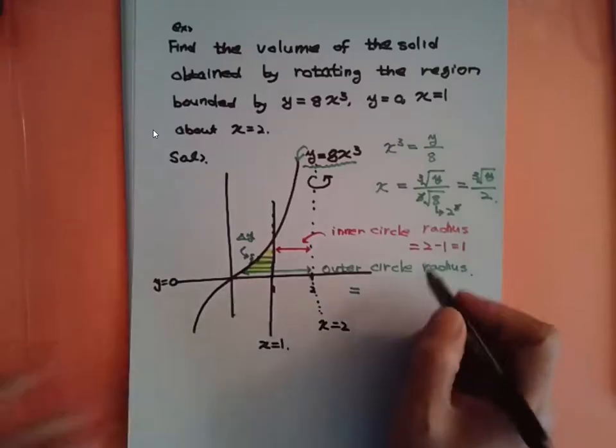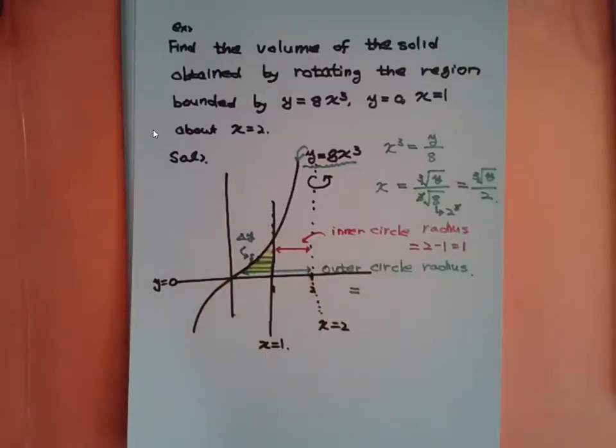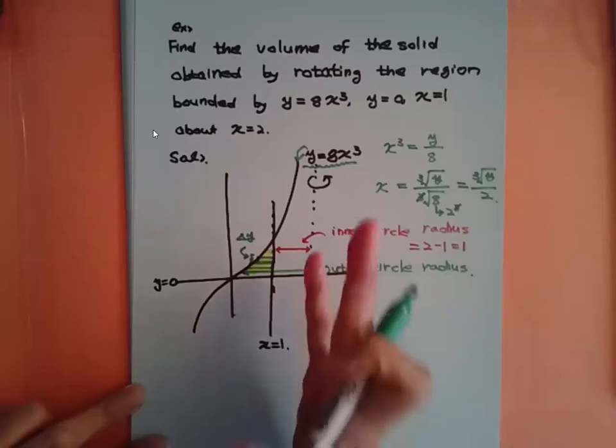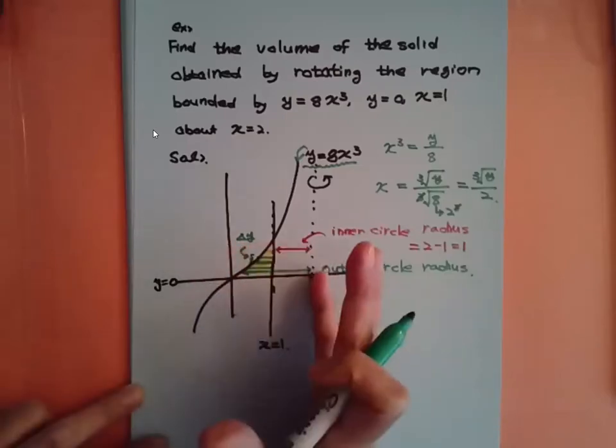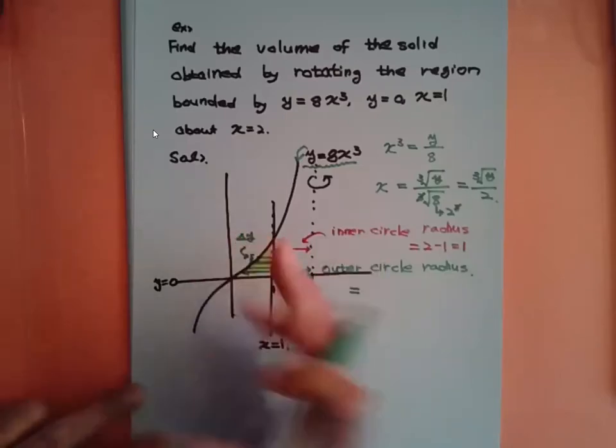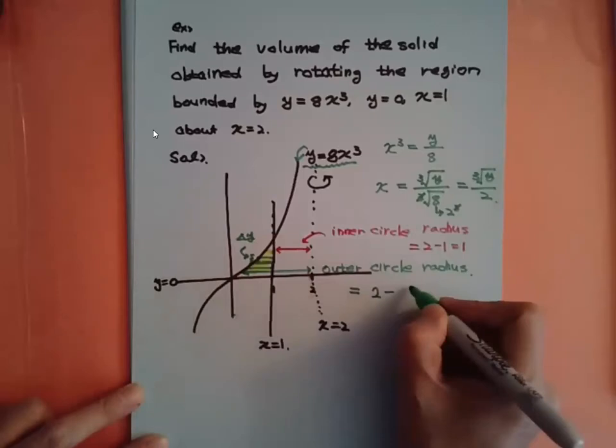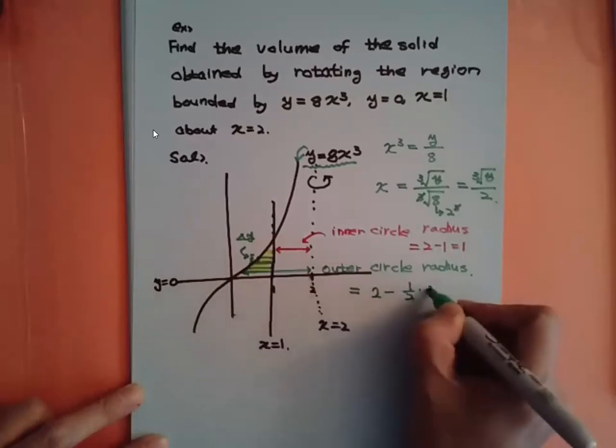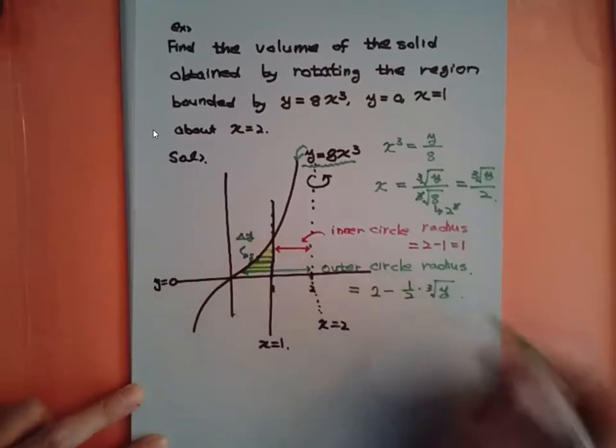So the outer circle's radius becomes this distance minus this distance, which is 2 minus 1 over 2 times cube root of y.